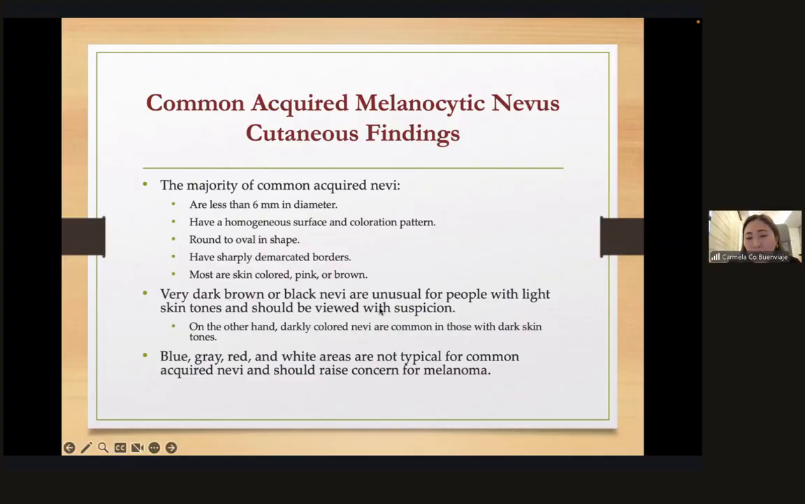So very dark brown or black nevi are unusual for people with light skin tones and should be viewed with suspicion. On the other hand, darkly colored nevi are common in those with dark skin tones. Okay, so blue, gray, red, and white areas are not typical for common acquired nevi and should raise a concern for melanoma.